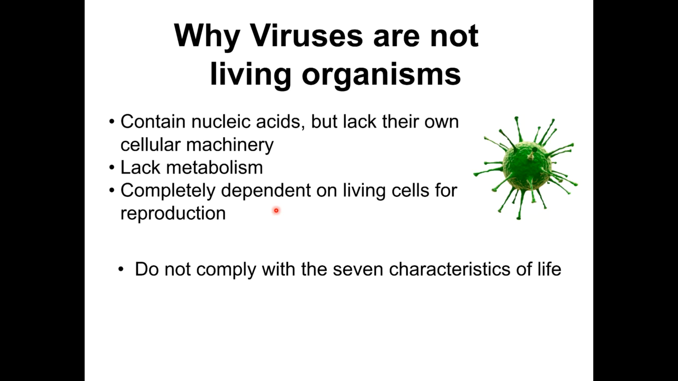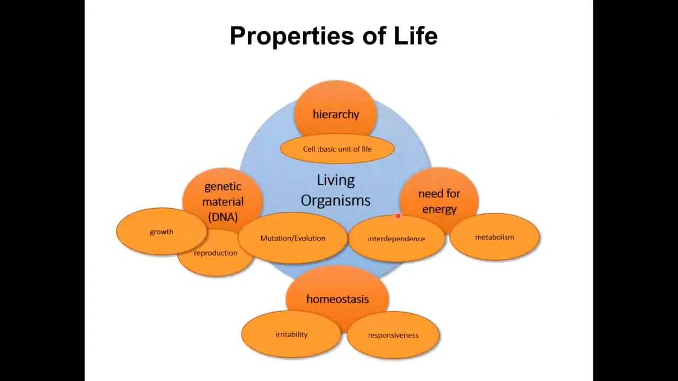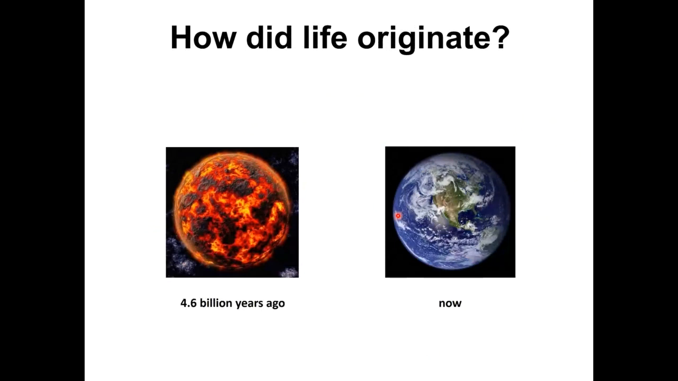So viruses do not have their own metabolism, and therefore they are unable to duplicate their genetic material, whether it's DNA or RNA. And for this reason, they depend on other cells to reproduce, and therefore they don't meet all the characteristics of life that we have listed so far.